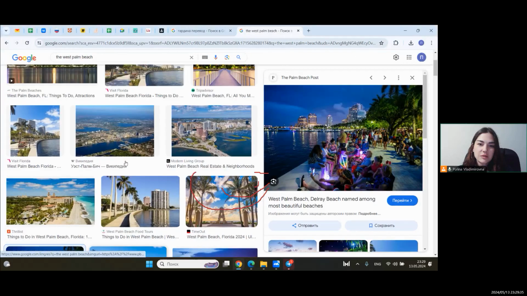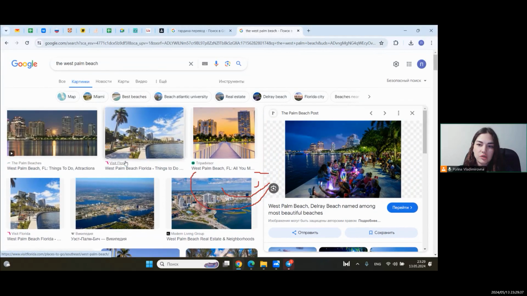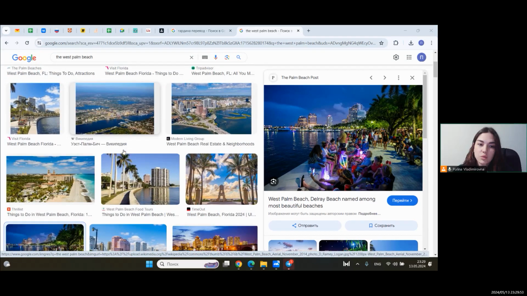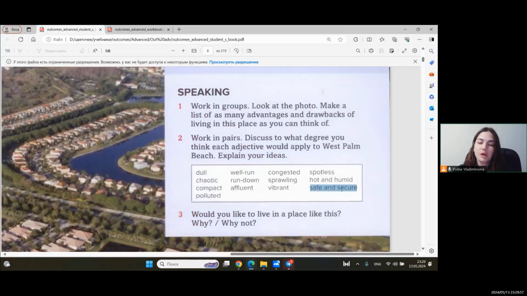because this West Palm Beach seems to be a touristic center, yeah? One of maybe the main tourist attractions in Florida. I don't know, really. That's why it should be safe. It should be safe and secure for its residents as well as for tourists. And it should be spotless, as I've already said.